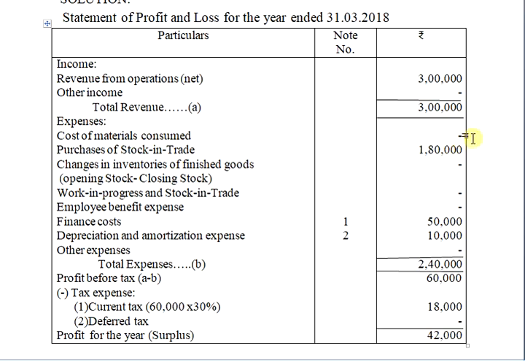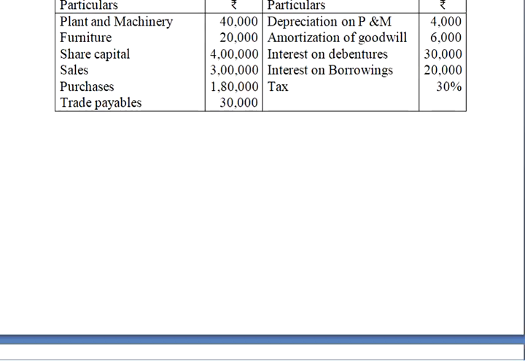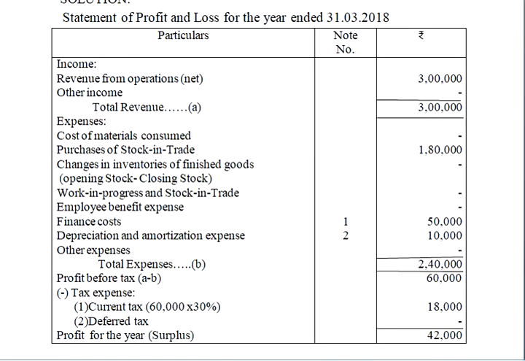Any cost of material consumed? It is nil. Purchase of stock in trade 1,80,000 is there. Do we have any purchases? Yes, purchases we have. Here you can see 1,80,000. This purchase is called what here? Purchases of stock in trade 1,80,000. Changes in inventories of finished goods, opening stock minus closing stock. Is there any opening stock as well as closing stock? Nil. Work in progress and stock in trade is also nil. Employee benefit expenses. Is there any employee benefit expenses in this problem? Nil. There is nothing. Finance cost.